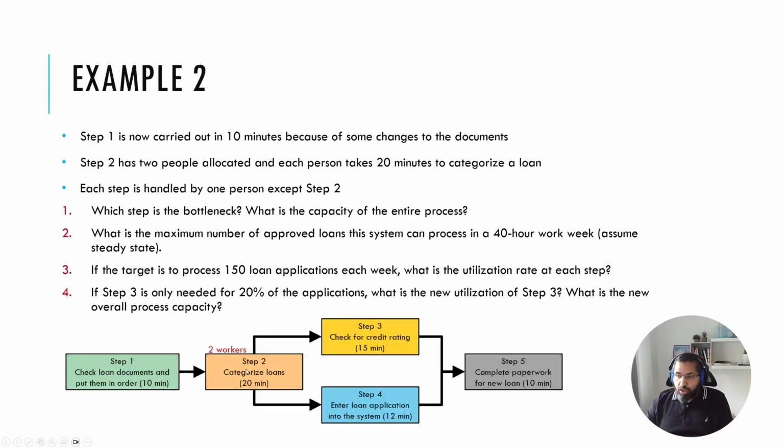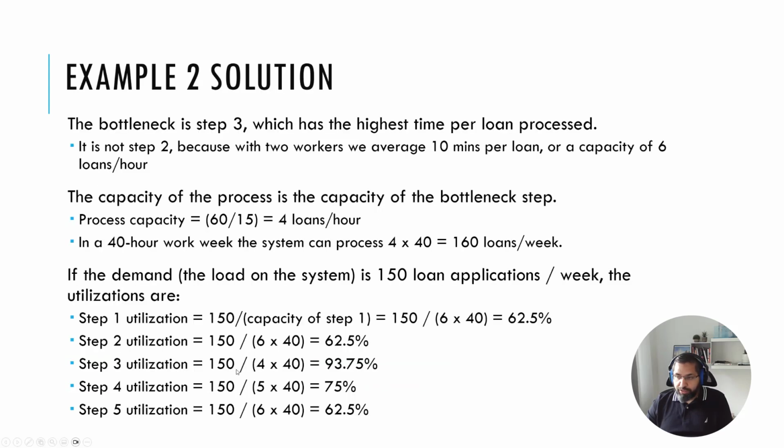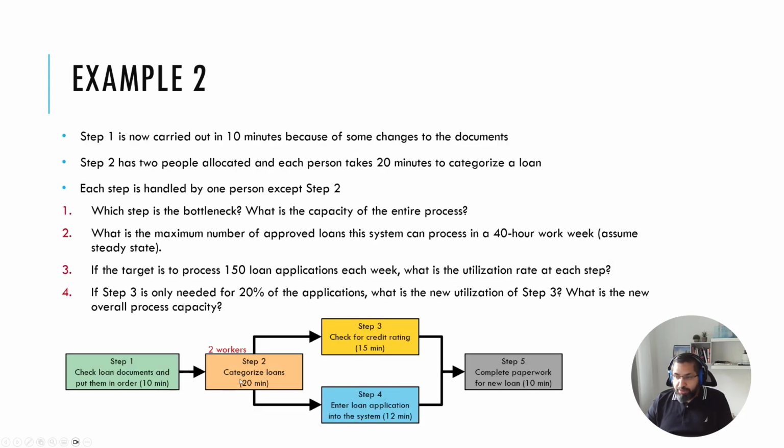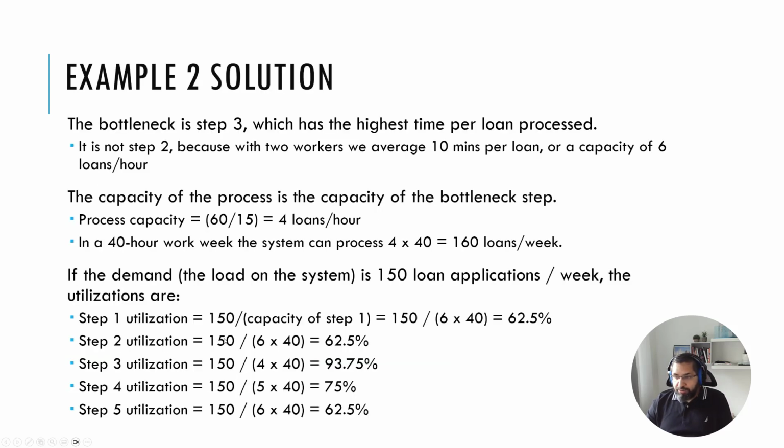Step 2, remember our cycle time is going to be 10 minutes because we have 2 workers, not 20 minutes. So with 10 minutes, the capacity of step 2 is the same as the capacity of step 1. It's going to be 6 loan applications per hour, 60 over 10 minutes, right? And so again, we do 150 divided by 6, the capacity per hour, times 40 hours. This gives us the capacity per week. So 150 over 240, that gives us 62.5%.